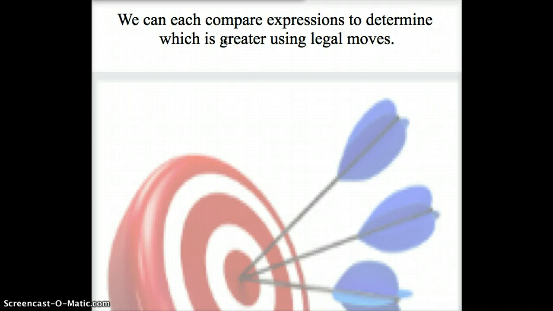Welcome. Lesson 5.2.1. Today we're going to be doing something using what are called expression mats. And we're going to learn about some legal moves. I know right now that makes no sense to you, so let's move right into it here. But that is what our lesson is.